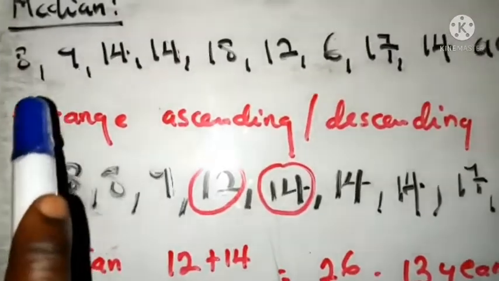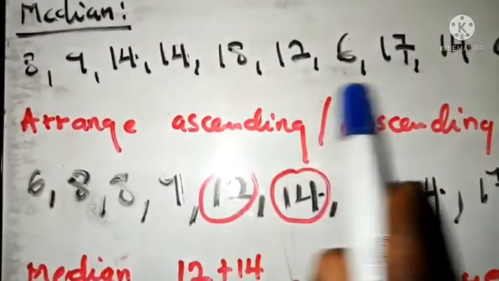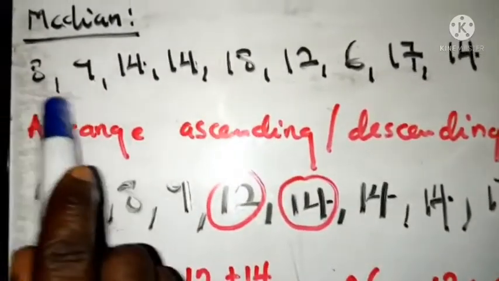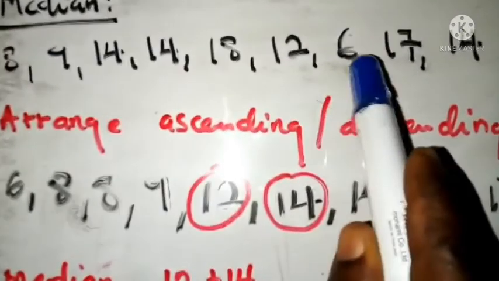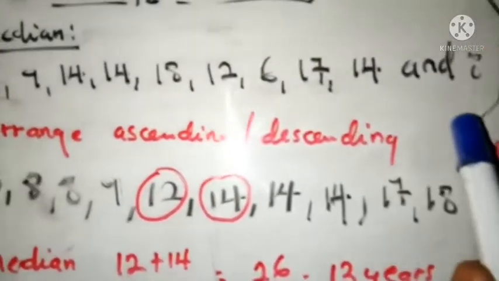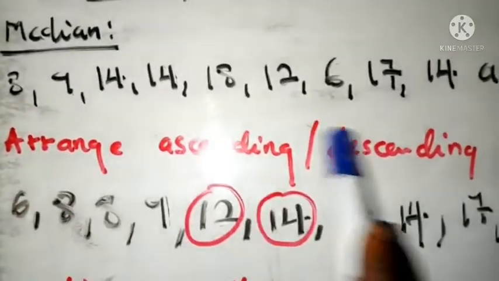From the question, we have these numbers, right? Look at the arrangement. The arrangement means that these are a set of numbers. It's not being grouped into any category. They are just numbers being written: 8, 9, 14, 14, 18, 12, 6, 17, 14, and 18. You see, there's no arrangement here. So in this case, we say that this is a set of numbers.